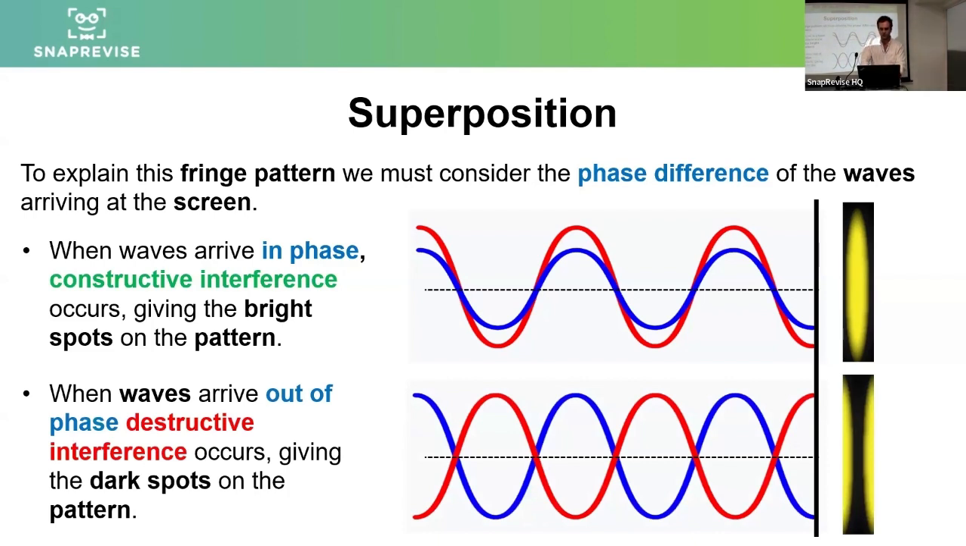But when they arrive in antiphase, in other words, when one is at a peak, the other is always at a trough, and vice versa, then they'll cancel out entirely, assuming that their amplitudes are the same. If their amplitudes are different, then it is a bit more messy. But from now on, let's assume the amplitudes are the same. When waves arrive out of phase, destructive interference occurs, giving the dark spots on the pattern.